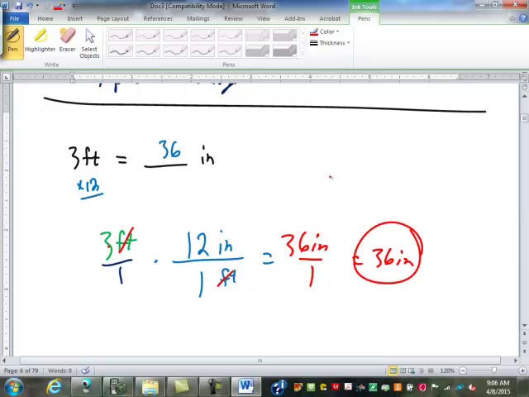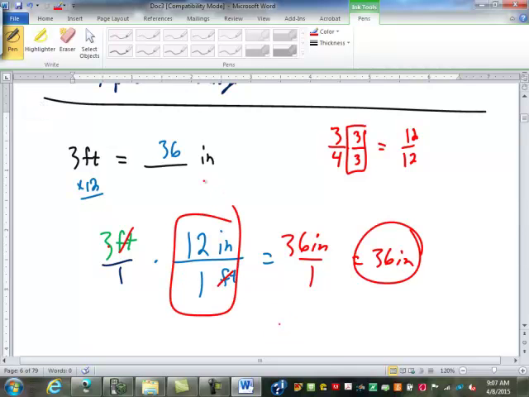The reason this works is, remember when we were working with fractions, let's say we had 3/4 and we wanted to change it into 12ths. We multiplied by 3 on top and bottom, right? We multiplied by 3 over 3. Well, 3 over 3 is equal to what? 1. When you multiply by 1, you may change the appearance, but you don't change the value of anything. Well, this here, even though it doesn't look like it, 12 inches over 1 foot is still equal to 1, because 12 inches and 1 foot are the same length. So we are technically still multiplying by 1. So we're not changing the value, we're just changing the appearance. 3 feet and 36 inches are the exact same length, we're just changing the appearance of it.